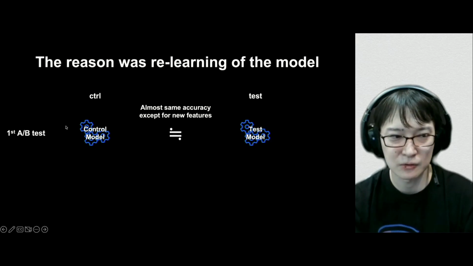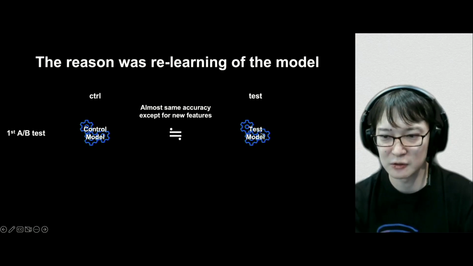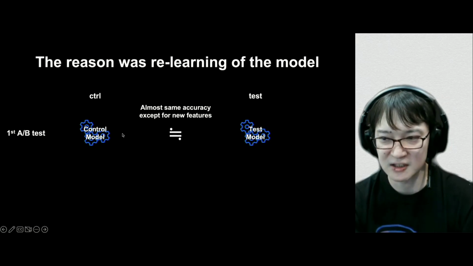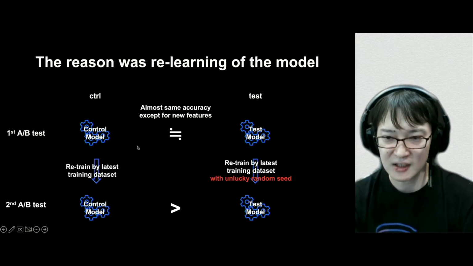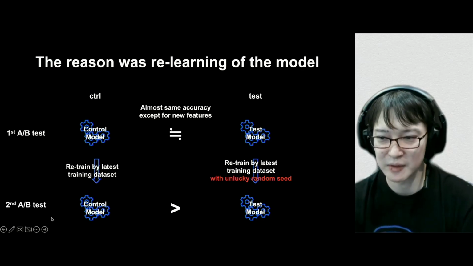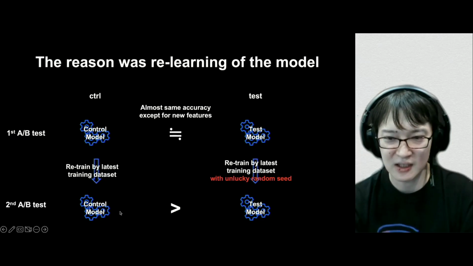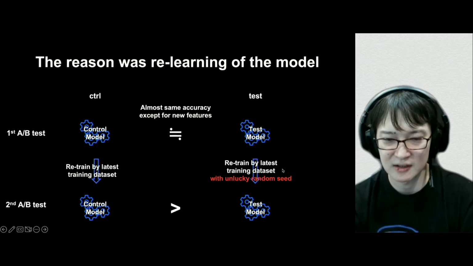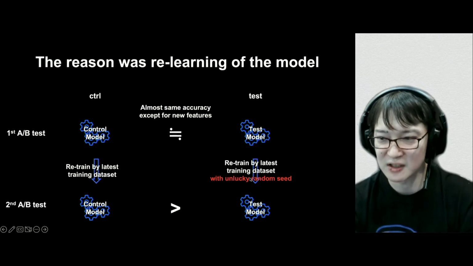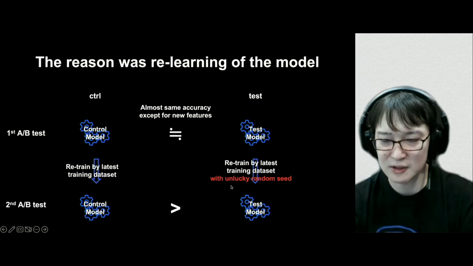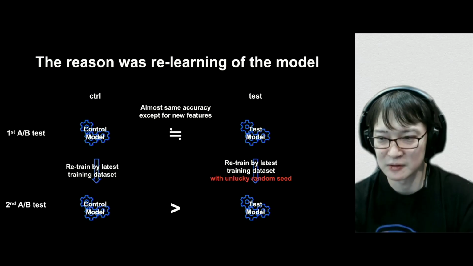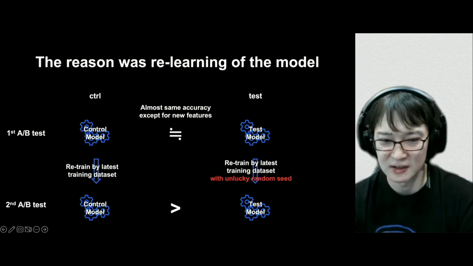When each model was trained during the first test, the two bucket models were almost equal in performance except in areas affected by the additional features. However, since there was an interval before the second test, both models were retrained using the latest training data just before the second test. In this case, the model on the test bucket side was unlucky in drawing the wrong initial values, so the accuracy was not as high as expected, and the base model, which has nothing to do with the additional features, was inferior to the control model.